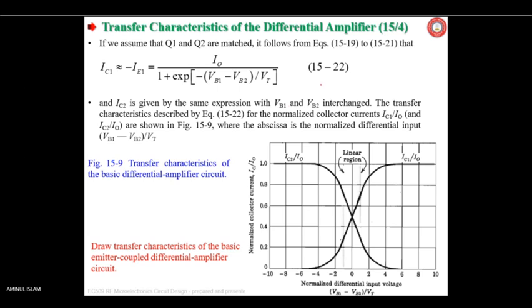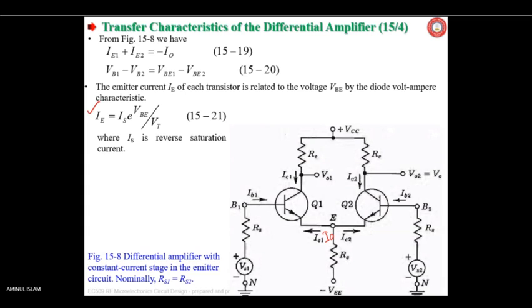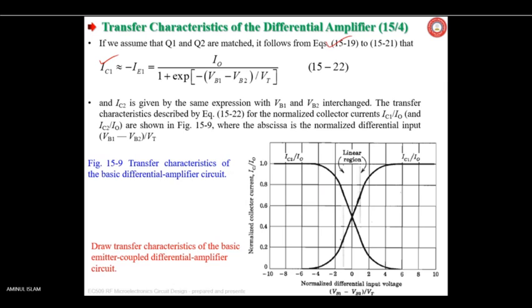So if we assume that Q1 and Q2 are matched, it follows from equations 15-19 to 21 that IC1 almost equals minus I1 equals IO by 1 plus e to the power minus (VB1 minus VB2) divided by Vt. This previous equation gives us this expression, and IC2 is given by the same expression with VB1, VB2 interchanged.